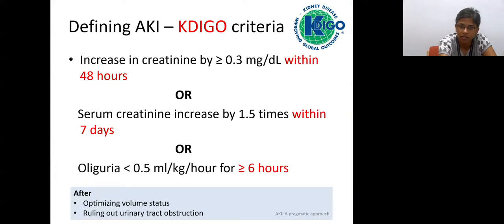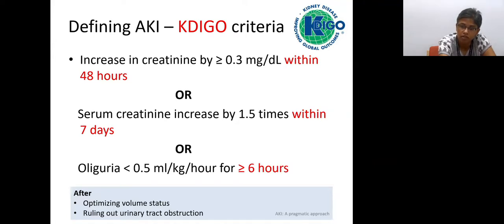So AKI is defined as an increase in creatinine of at least 0.3 milligram per deciliter within 48 hours. It's very important to know these time periods. So a 0.3 milligram rise within 48 hours, or a 50% rise within 7 days, or urine output that is consistently less than 0.5 ml per kg per hour for at least 6 hours. Any of these criteria would mean that the patient has an acute kidney injury.